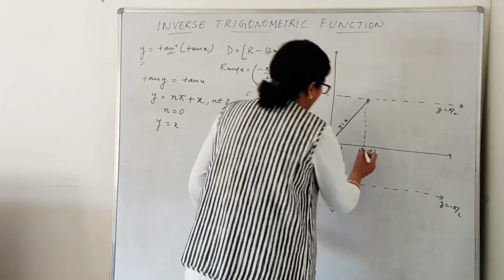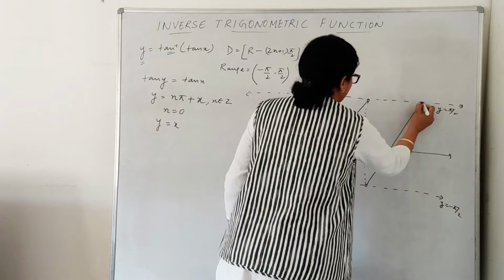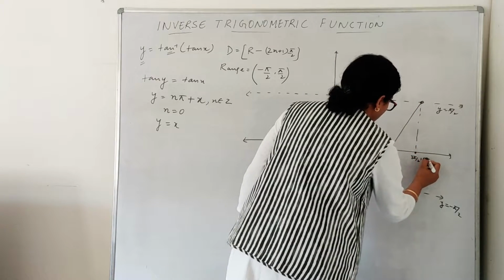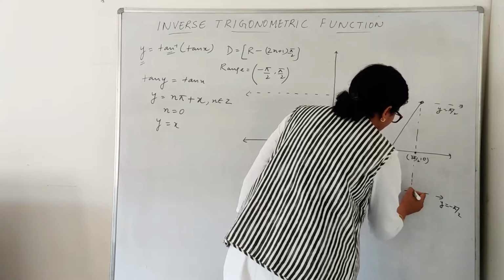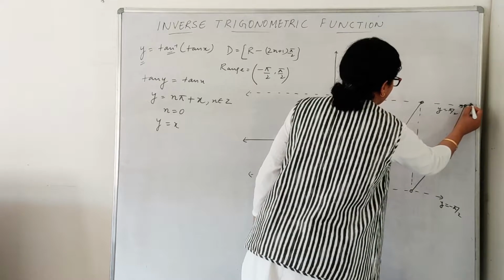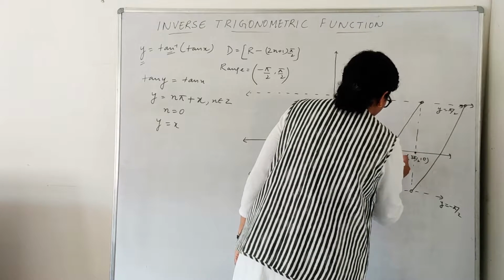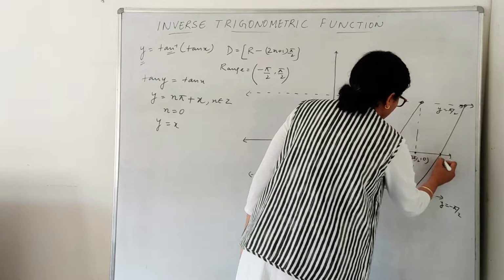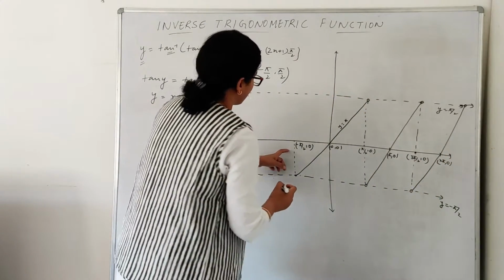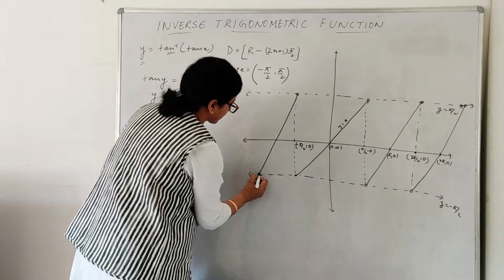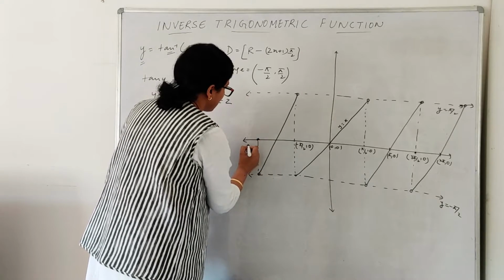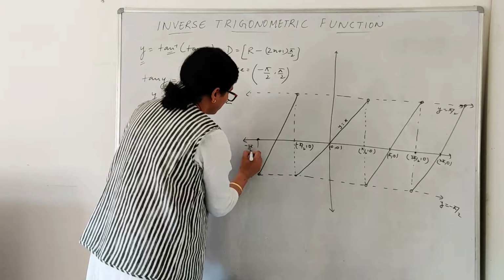So how are we going to draw? Draw here, draw this line. What will be this point? (3 pi by 2, 0). Now draw here. Again draw here, right? What will be this point? (Pi, 0). This is (2 pi, 0). Similarly, I can repeat here also. This will be which point? (Minus 3 pi by 2, 0).